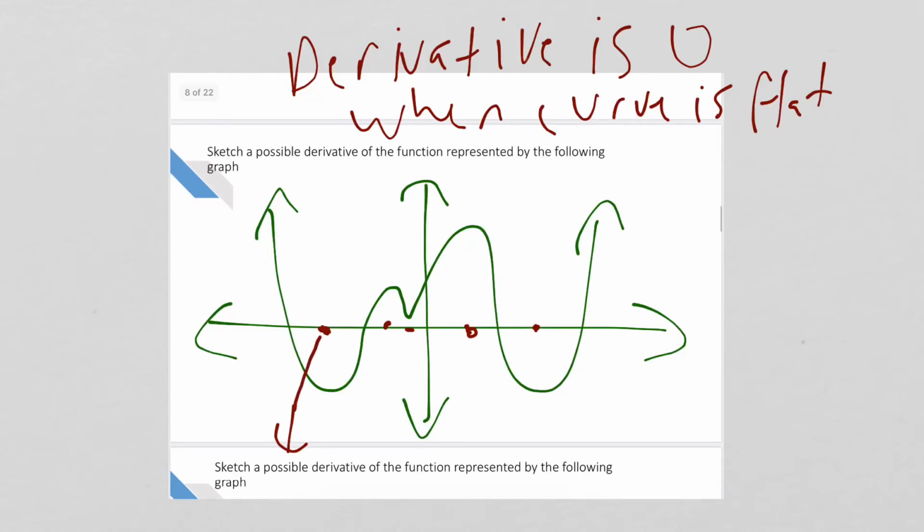So the derivative is negative, the function is decreasing. Now the function's increasing, so the derivative is positive. Now the function is decreasing, so the derivative is negative. The function's increasing again, so the derivative's positive. The function's decreasing again, so now the derivative's negative, and then now the function's increasing, so the derivative's positive. So this red represents the derivative of the green curve that we started with.